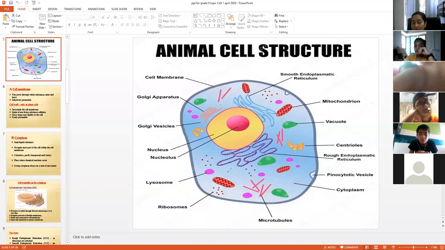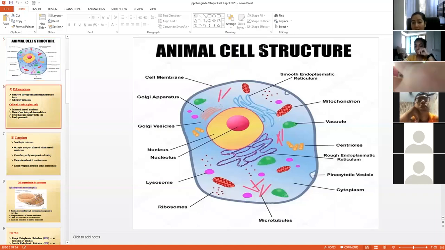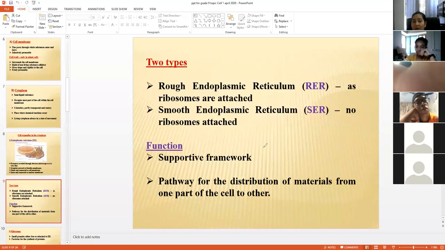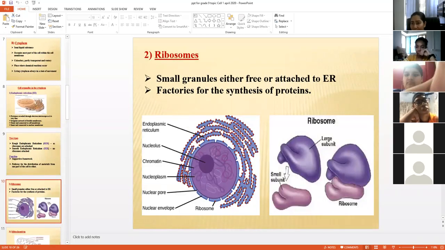Ribosomes. Okay, I had told you how each and every tissue is made up of proteins. It's the same thing. Endoplasmic reticulum, mitochondria, vacuole, centrioles, everything is made up of proteins. So where are the proteins going to come from? From the ribosomes. They don't produce it actually. They are the sites where protein synthesis happens. So these proteins which are produced on the endoplasmic reticulum will lead to the formation of the new organelles.